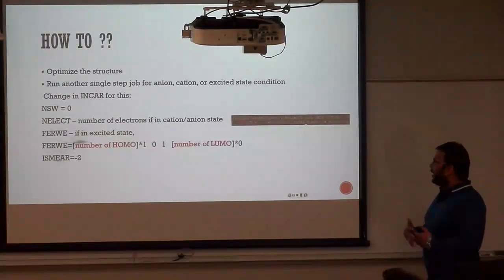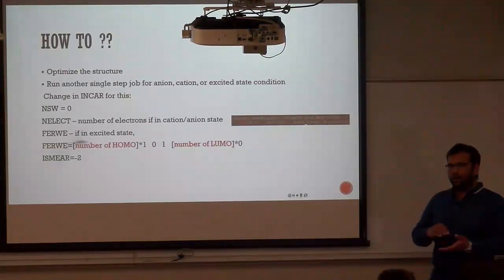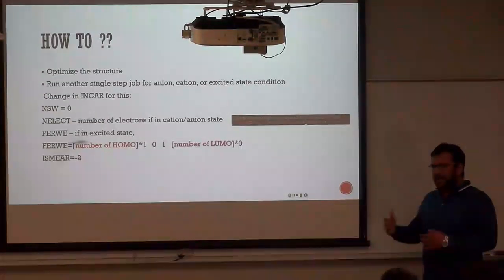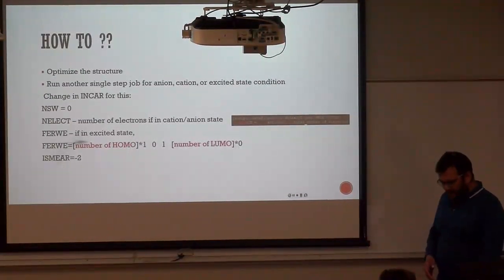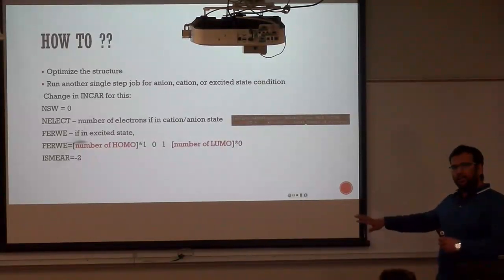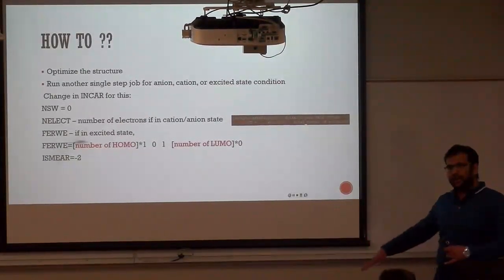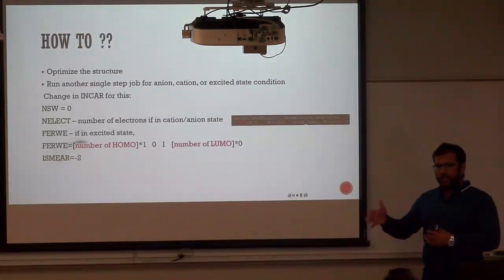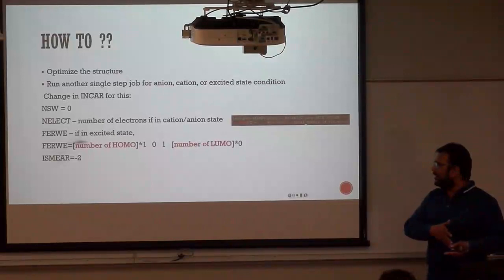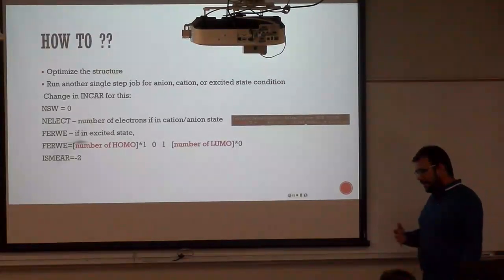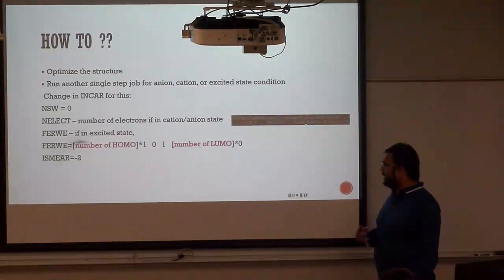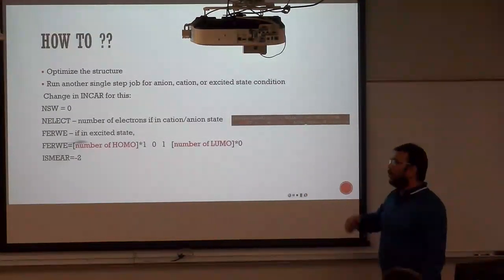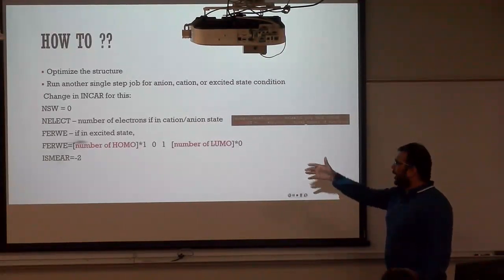If we need it for the anion, cation, or excited condition, then we will have to do the geometrical optimization again with a different INCAR file, and everything else will be the same. The KPOINTS file and POTCAR file will be the same, I will just copy them from the previous calculation, and the POSCAR file will be the CONTCAR file of the previous relaxation step. And in the INCAR file you will have to include 3 different new parameters. So you will make NSW value 0.